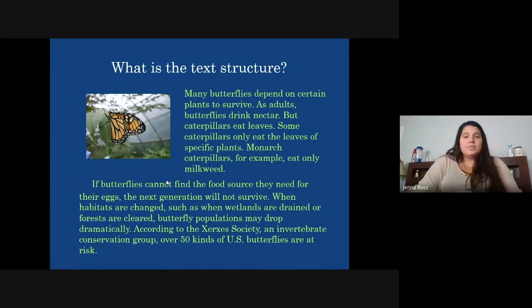Okay, so let's look at this one. What do we think the text structure of this is? We've already read this, you've reread it again. If you want to pause your video and read it a third time, I think that would be great. You can never read too many times. Okay, but think about it and then think about what you think the text structure would be.